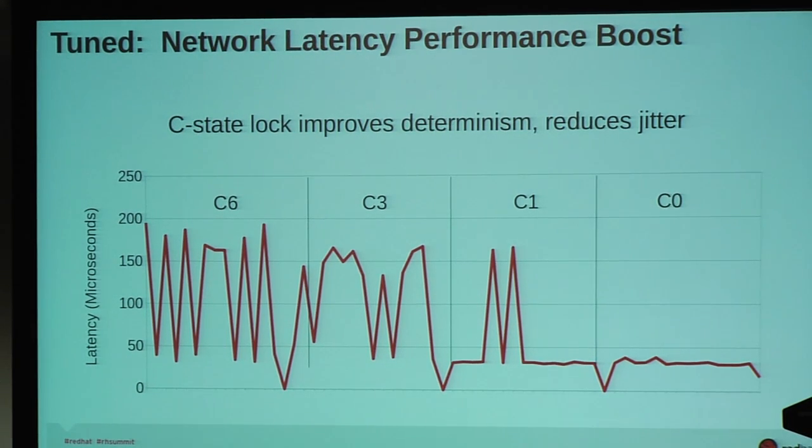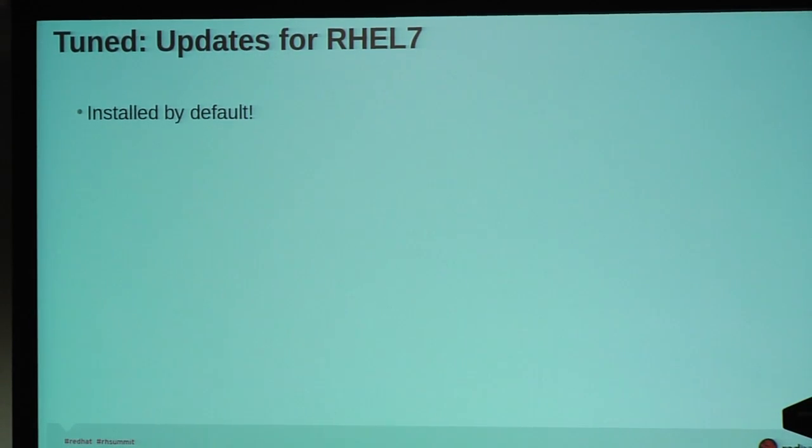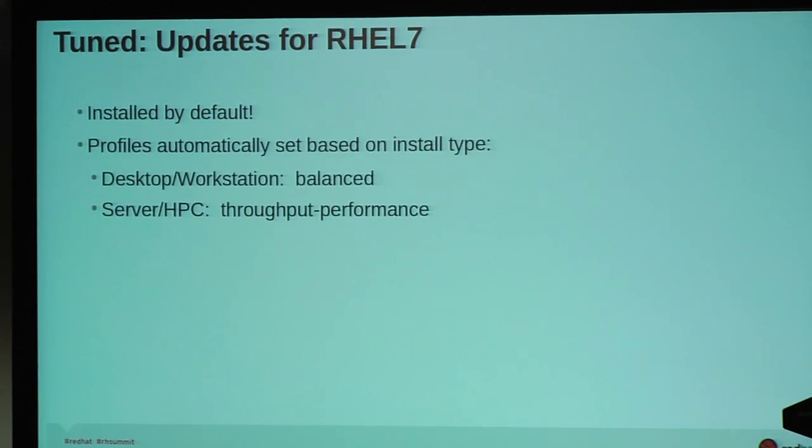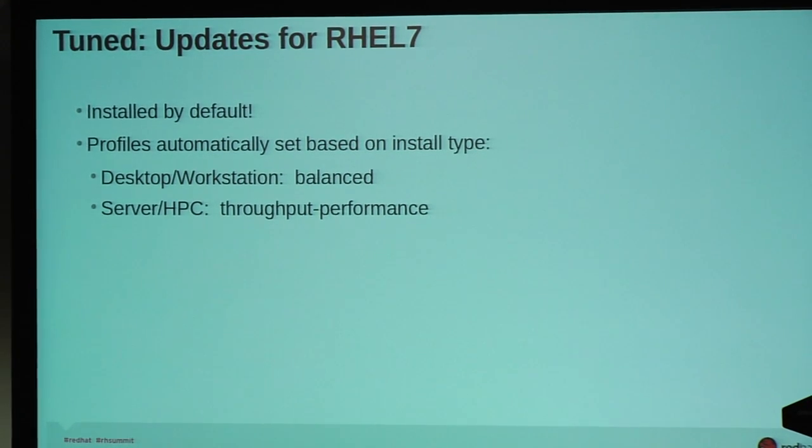Most of the profiles adjust some of the power management. Network latency gets even more aggressive and can help reduce some jitter problems introduced by power management. So as I said, it's installed by default. Based on the variant that you install, you might get one of 2 different profiles. Balanced, which changes nothing from upstream, same for the workstation. And the server variant of RHEL 7 will get the throughput performance profile.